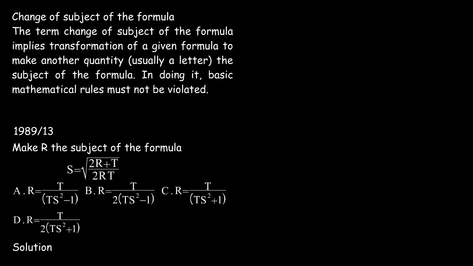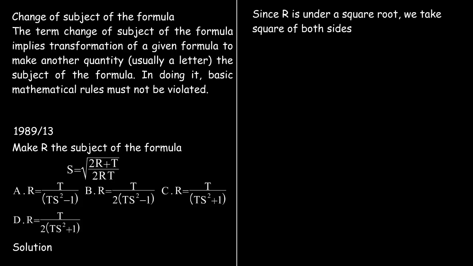Now, our very first example is from 1989 and it states: make r the subject of the formula S is equal to the square root of (2r plus t) divided by 2rt, and we're given the options. Now for our solution, since r is under a square root, we take the square of both sides, and when we do that, it becomes S squared is equal to (2r plus t) divided by 2rt. Our next step is to cross multiply, and when we cross multiply, we get S squared times 2rt is equal to 2r plus t.